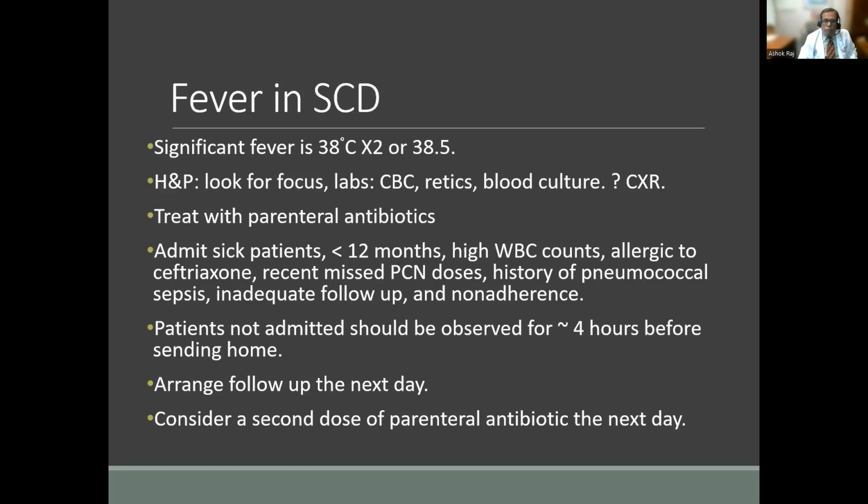So if you decide to send somebody home, at least observe for a minimum of 4 hours to just make sure they're still okay and hemodynamically stable, even after you have given them the antibiotics and IV fluids, and arrange a follow-up in the next day. And you can consider a second dose of antibiotic if you have to, a ceftriaxone the next day, if there's persistent fevers.